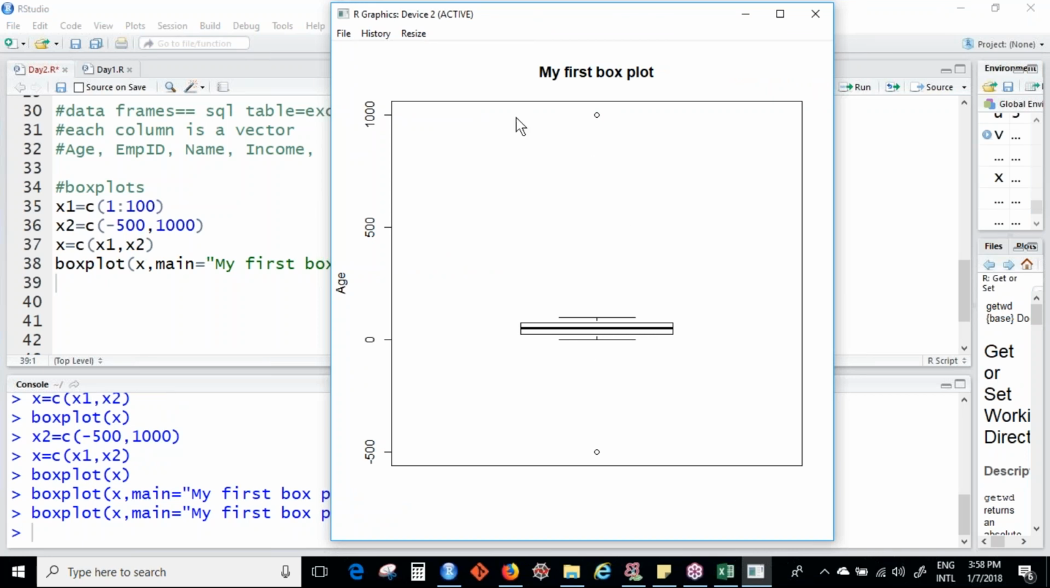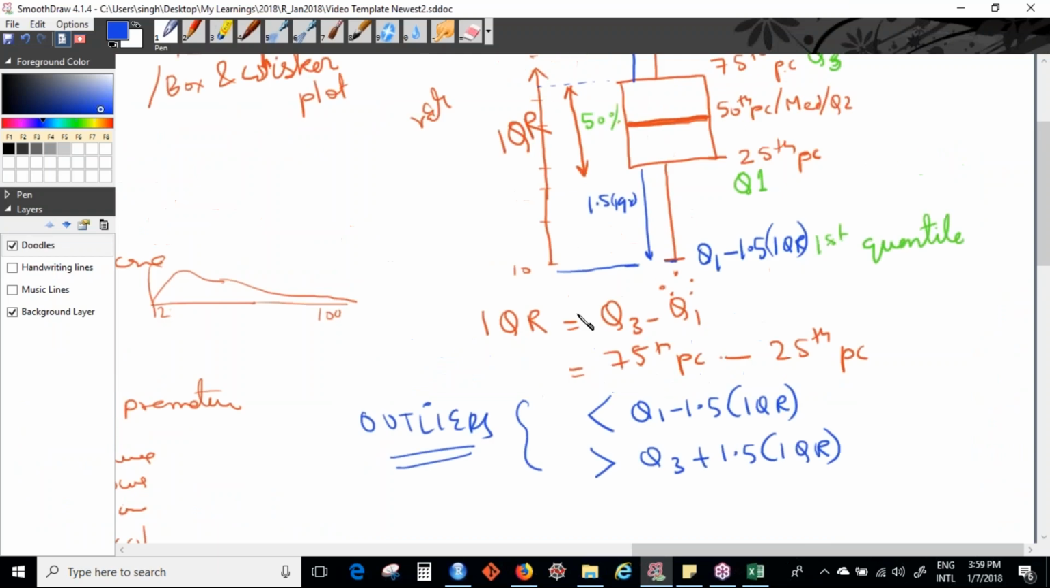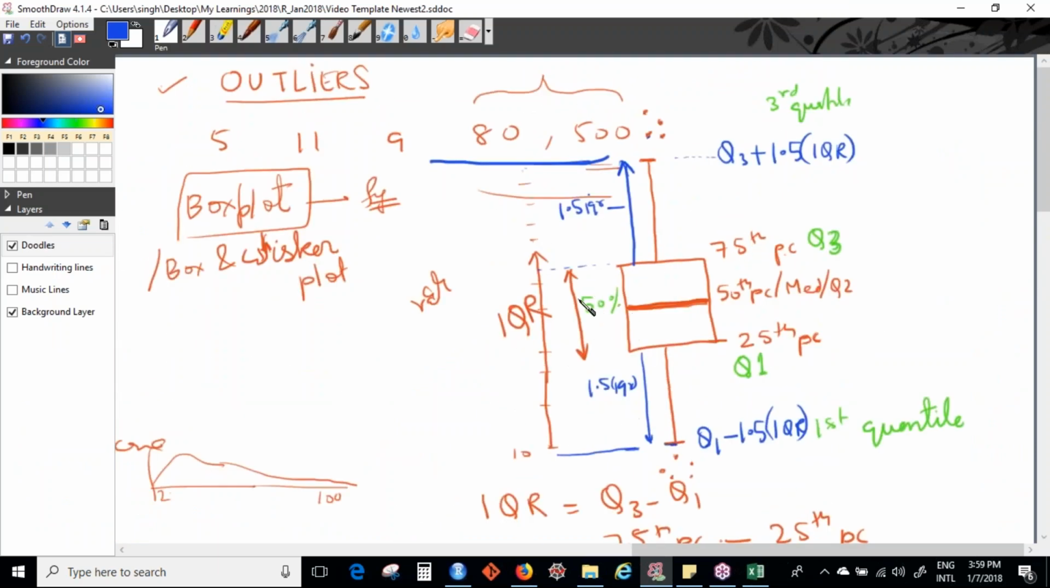Okay, so box plot is very important. A lot of times you are asked in interviews, so this can be one interview question: how do you identify outliers in your data? You will say, I will plot a box plot. The moment you say box plot, they will ask you questions like, what is a box plot? So you will have to explain this entire thing.